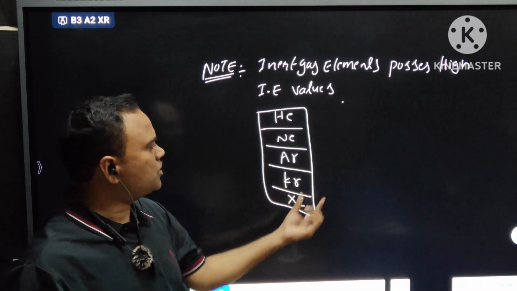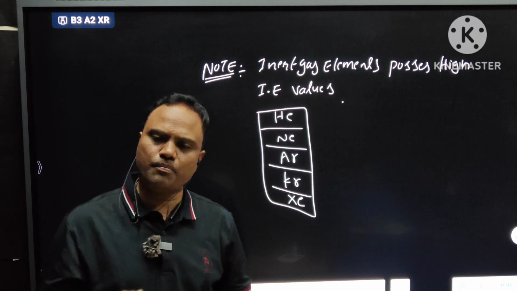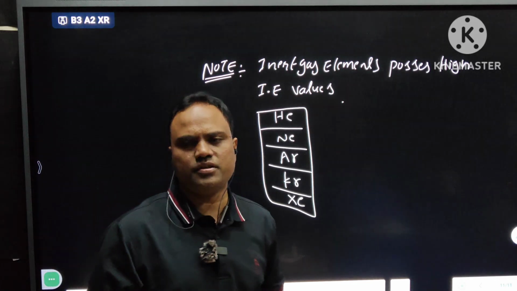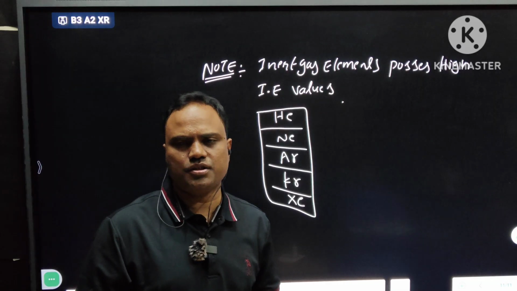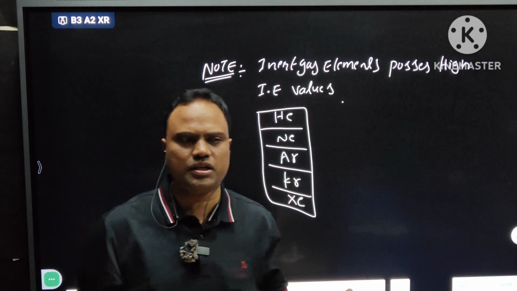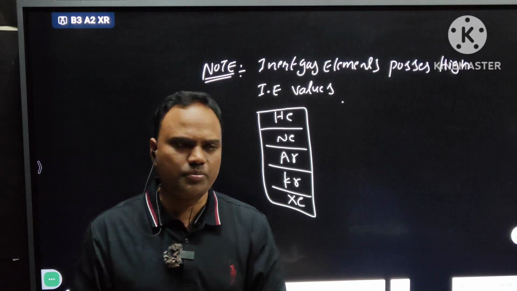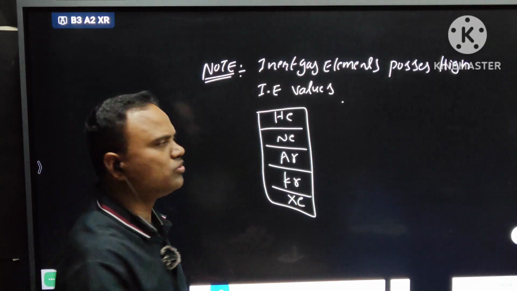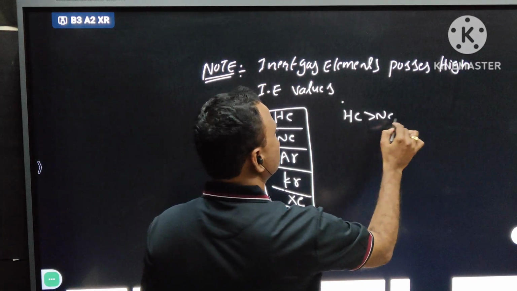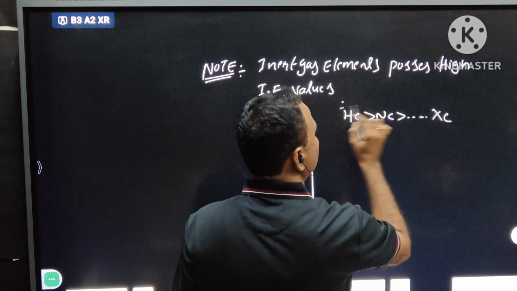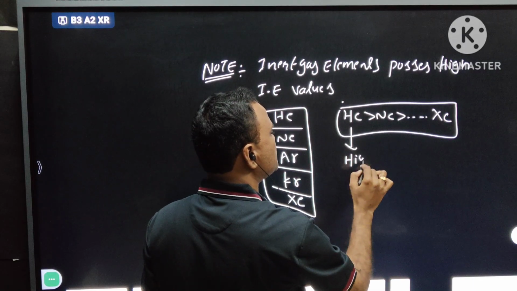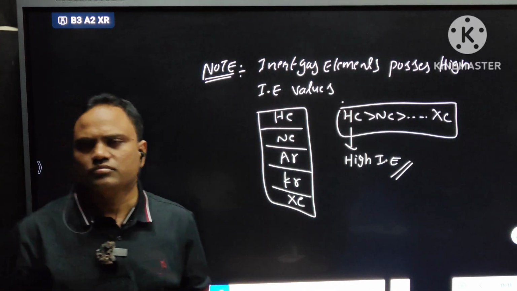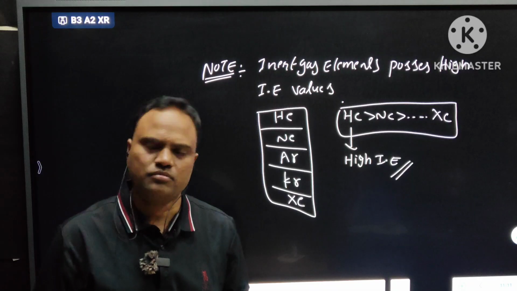Now, out of these, which has the highest ionization energy? Comparison among inert gases. Helium's size is small, so helium has high ionization energy. Generally, inert gases have high ionization energy when compared with the other elements in the periodic table. If we compare inert gases internally, which has more ionization energy? Helium greater than neon greater than, and so on, down to xenon. Why does helium have high ionization energy? Because of its small size. Okay, clear? Right.